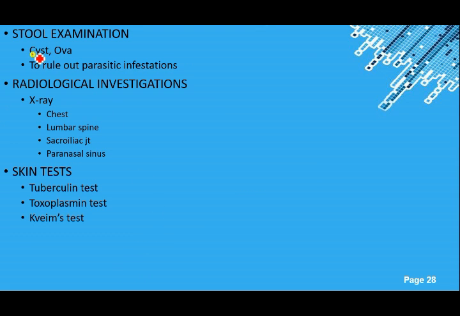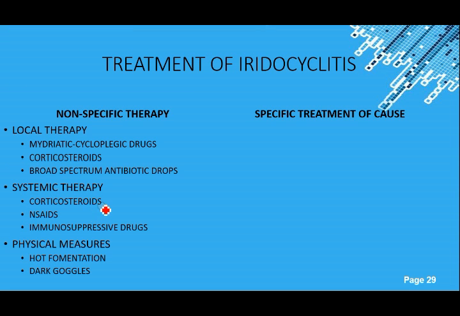Stool, you want to see whether there's cyst, whether there's ova, to rule out parasitic infestation. Radiology, normally you do X-ray, again to rule out all these granulomatous diseases. Skin test is also normally to rule out granulomatous diseases. Tuberculin test, toxoplasmin test. So now treatment, as you can see, that is non-specific and specific treatment of the cause.